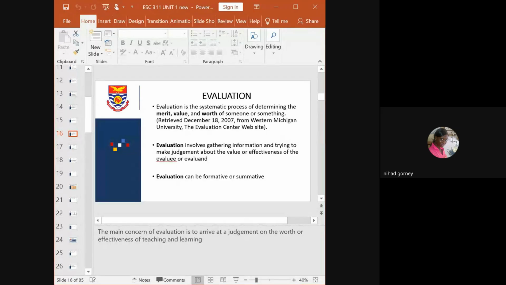Moving on, we also want to know what evaluation is about. Evaluation is another important aspect when it comes to assessment in education. When we say to evaluate, it is a process that we systematically follow to determine the value of someone or something, the merit or worth of something. And so evaluation in education involves gathering information and trying to make a judgment about how worthy it is, about the value, about how effective it is. Okay, so that is basically evaluation.